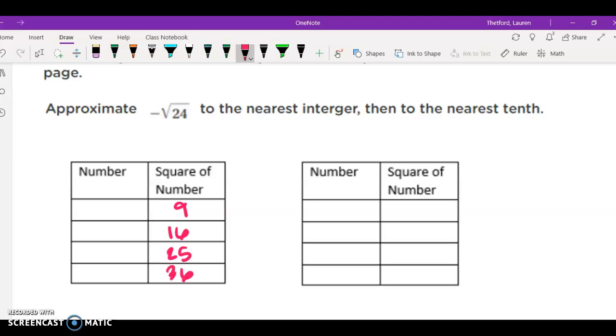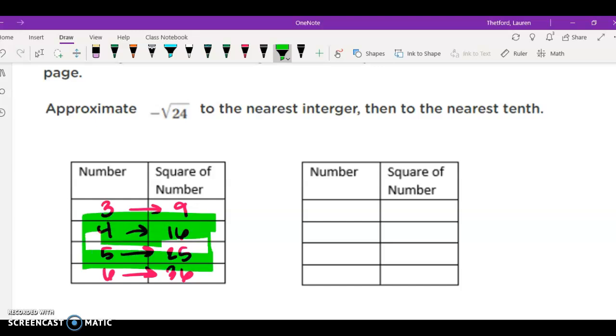And so these numbers were like 3 squared is 9, 4 squared is 16, 5 squared is 25, and 6 squared is 36. So we know that it's going to be in between these two. So we know that it's going to be 4 point something because it can't be 5 or else it'd be the square root of 25.